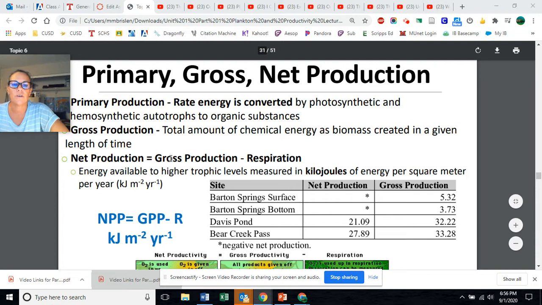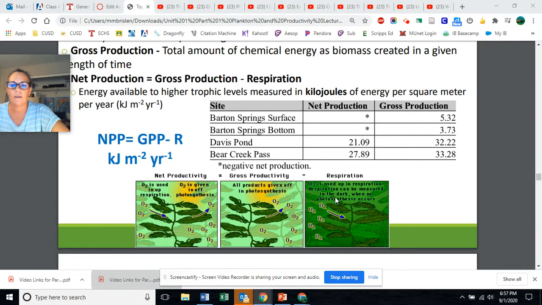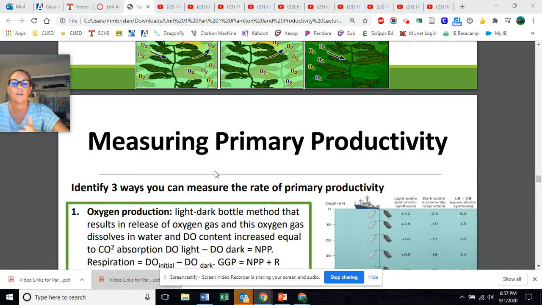Net production is the gross production minus the respiration. So we're really looking at production. We're looking at oxygen. We can measure oxygen, and we'll talk about that in the next slide with the bottles. The energy available to higher trophic levels is measured in kilojoules, so calories there. So that's looking at energy. I think you can get the idea by looking at the images here. So NPP equals GPP minus R, and we'll go into this and actually watch the video on the next slide.